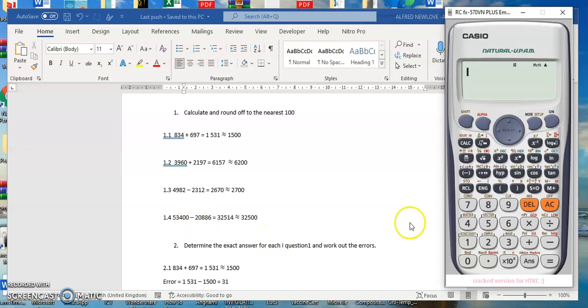Okay, then the next one, we have this one, which is 5, 3, 400 minus 20886. And this one is going to give us 32,514. But if you check here, 14 is less than 50. So you round it down. So this one is going to be 32,500. Instead of 600, it's going to be 500. So you round it down.